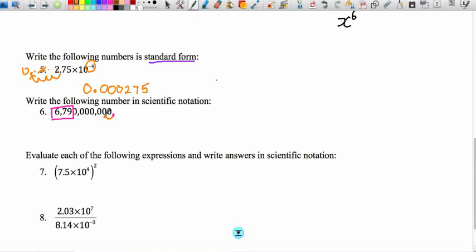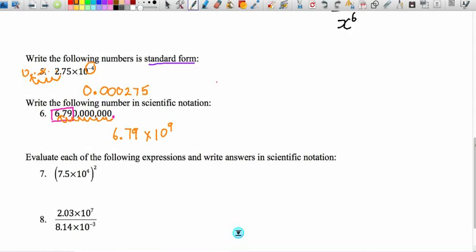So we have 1, 2, 3, 4, 5, 6, 7, 8, 9 decimal places. And so we write our number as 6.79 multiplied by 10 to the power of 9, because that's how many decimal places we had to move it.